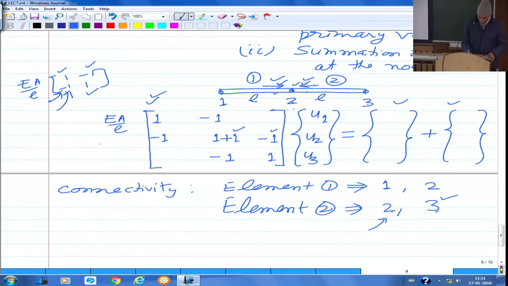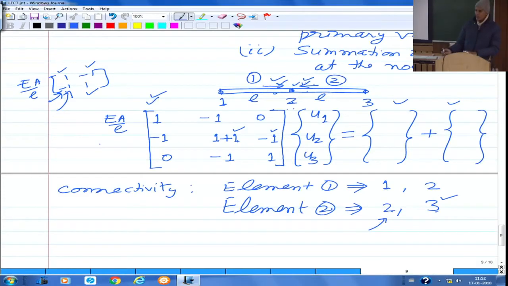So this 1, -1, -1, 1 is the contribution of the first element to the global stiffness matrix. This is the contribution of the second element to the global stiffness matrix, and these terms are actually 0. Wherever nothing is there, it is initially initialized to 0. Obviously you see here there is an addition at the second row second column, where you get the contribution from both the elements.